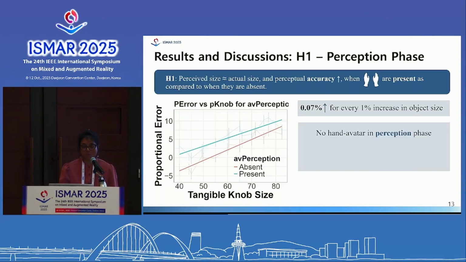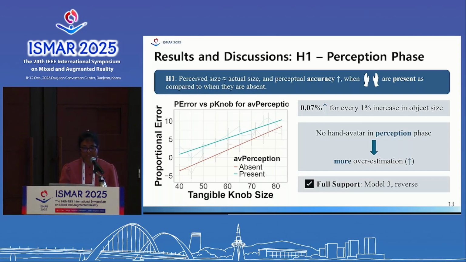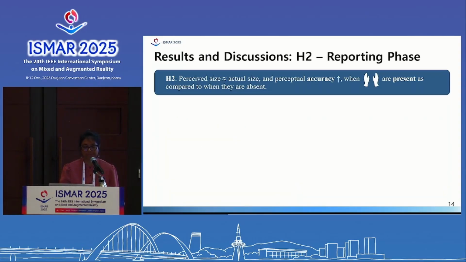This model showed that having no hand avatar during the tangible size perception would lead to more overestimation of the bigger graspable objects. Thus, full support was obtained from the signed proportional error model. However, the support was in reverse order, that is, lower accuracy for the absent condition.